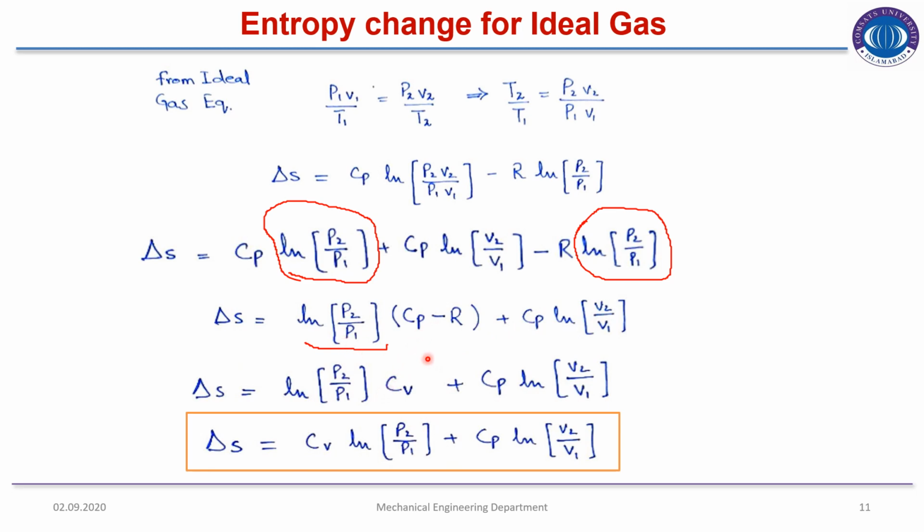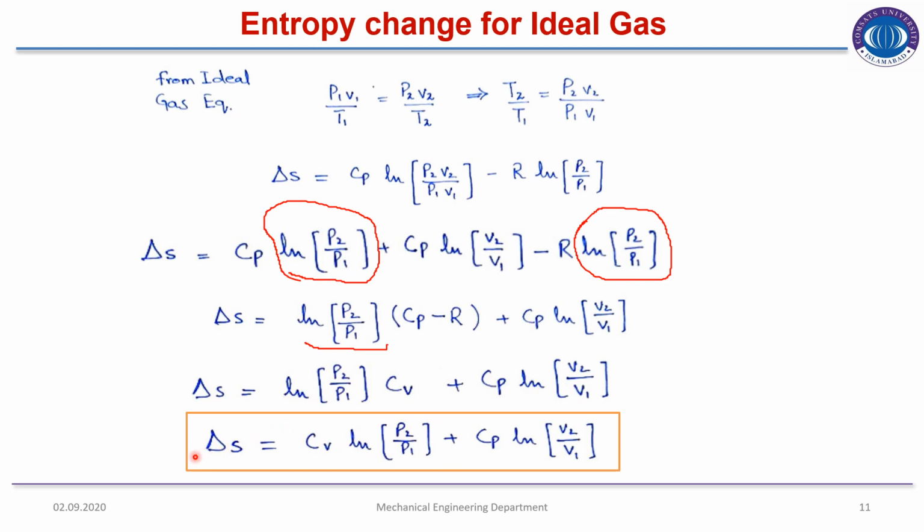So as you know that Cp minus Cv is equal to R, so Cp minus R is equal to Cv. Cp is the specific heat at constant pressure, and R is the general gas constant. So Cp minus Cv is equal to R, so Cp minus R is equal to Cv. So del S is equal to Cv natural log P2 over P1 plus Cp natural log V2 over V1.